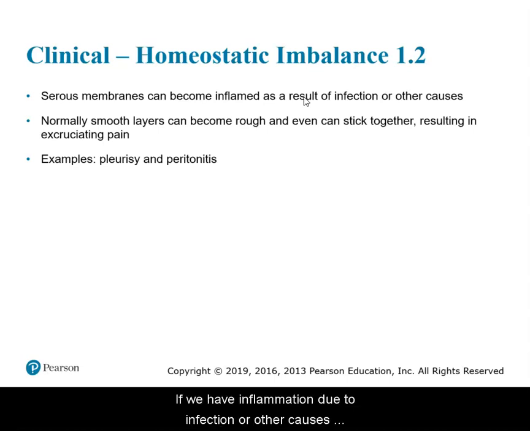If we have inflammation due to infection or other causes, normally smooth layers can become rough and even stick together, resulting in excruciating pain. Examples of this include pleurisy, which is an inflammation of the pleura, the serous membranes that surround the lungs, or peritonitis. Again, anything that ends in -itis means infection or inflammation of, so this is inflammation of the serous membranes within the abdominopelvic cavity.